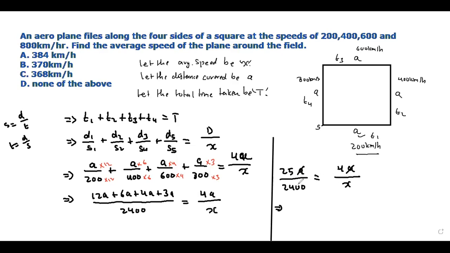Now you bring this x up. So 25x is equal to 2400 times 4, which you will get as 9600. So x will be equal to 9600 divided by 25, so you will get 384 kilometer per hour. Now this is the answer, right? The 384 is the option A answer.